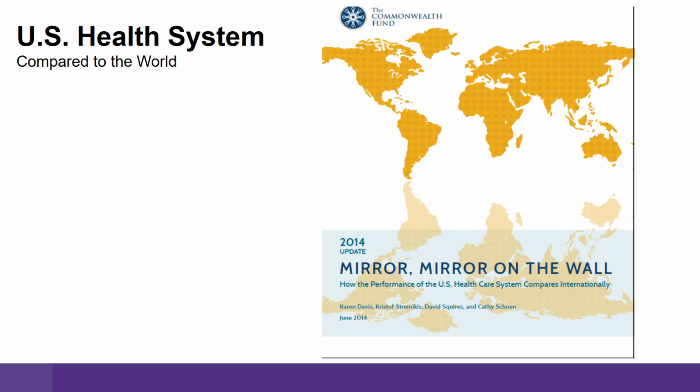Please take the time to read through the 2014 report published by the Commonwealth Fund called Mirror, Mirror on the Wall, How the Performance of the U.S. Healthcare System Compares Internationally. This report is included in the supplemental reading for week 1 and can be found in the course reserves.